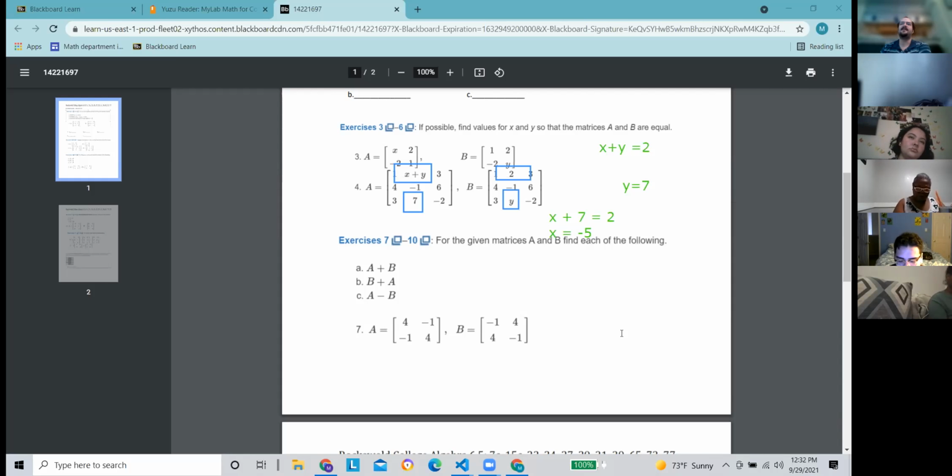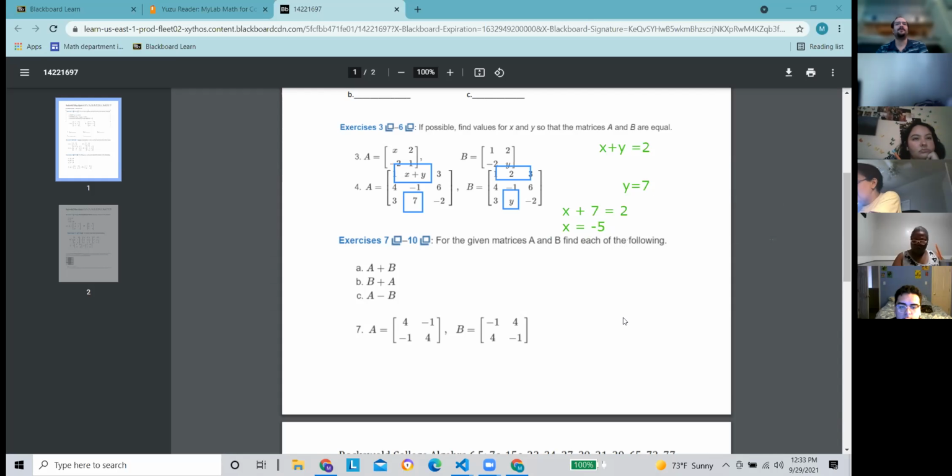So we're looking at the corresponding entries, making sure the corresponding entries match up. That's basically the gist of it here, right? From number 4, we can get x plus y equals 2 from the matrix, and we can get y equals 7. These are the two things we grab from the matrix. And from that, we already have y solved. We just need to solve for x.